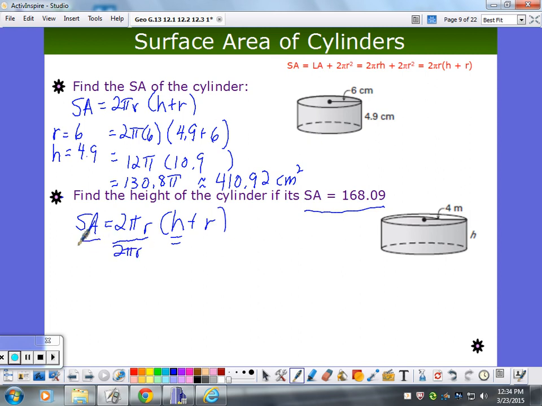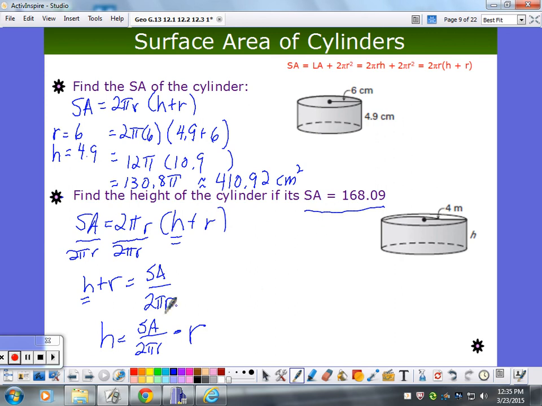Divide by 2 pi r. I don't need to do that. When I do that, I get h plus r equals surface area over 2 pi r. I'm just going slow here. I'm solving for h. Subtract r from both sides, right? What do you think? This is straight algebra, solving for a variable. Do we agree?